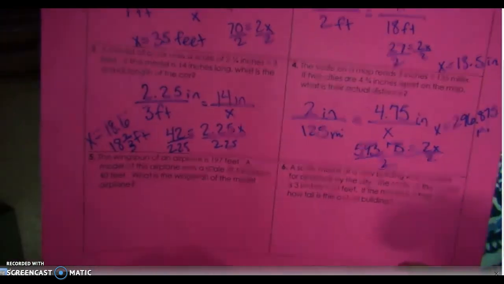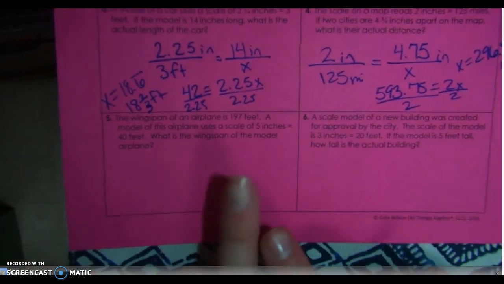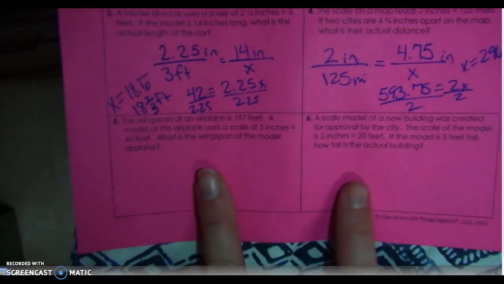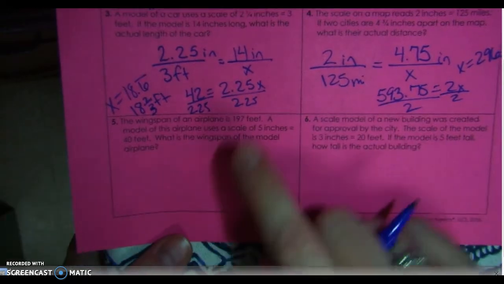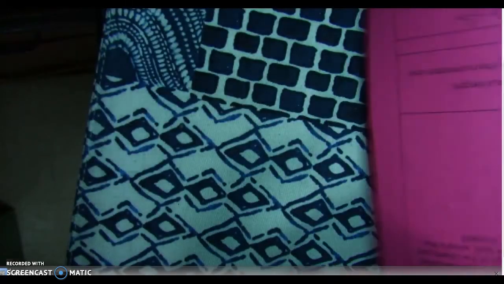All right, what I need you guys to do on your quiz, that's your check-in, you're going to do 5 and 6, and you're going to answer that. So set up your proportions in your notebook and do that. All right.